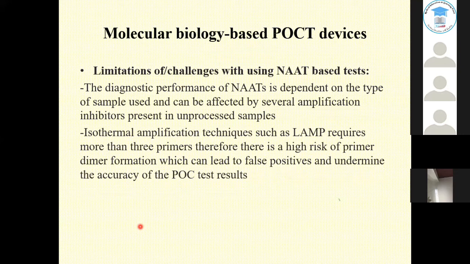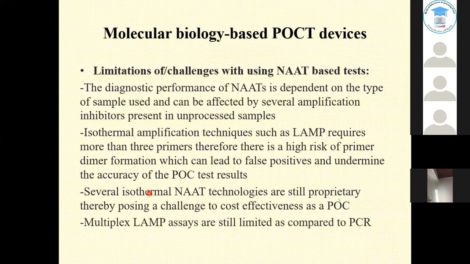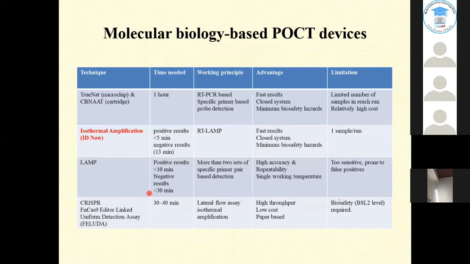Secondly, isothermal amplification techniques such as LAMP require more than 3 primers. Therefore, there's a high risk of primer-dimer formation, which can lead to false positives and therefore undermine the accuracy of these NAT-based POCs. And finally, several isothermal NAT technologies are still proprietary and therefore pose a challenge with respect to cost effectiveness, and their availability is limited as compared to the traditional PCR.